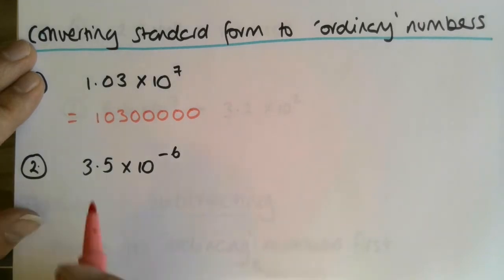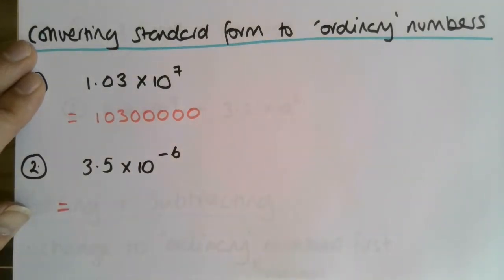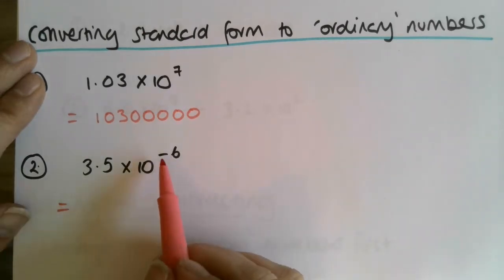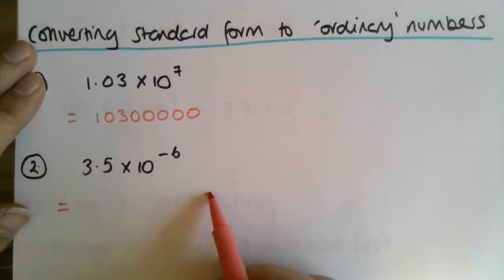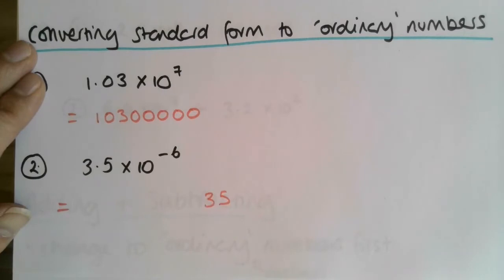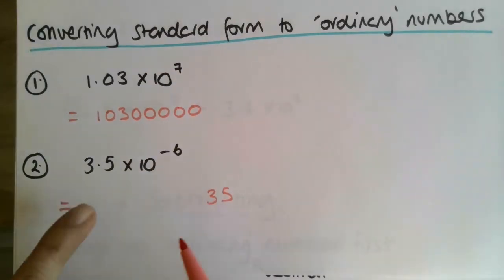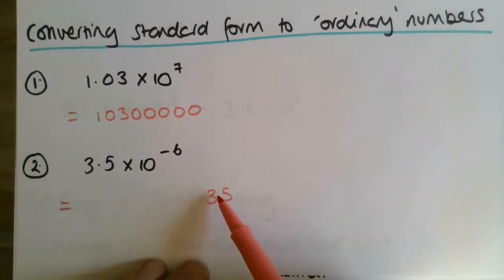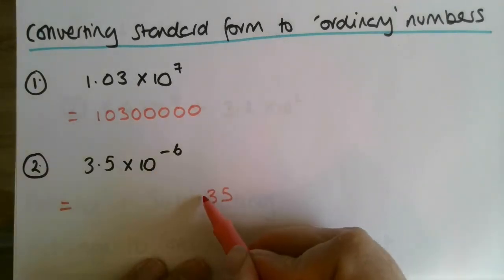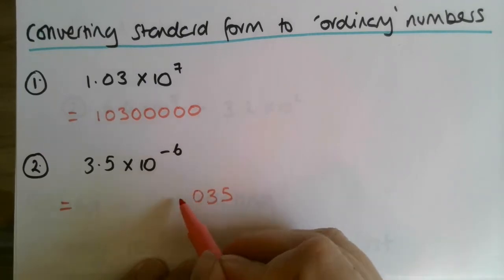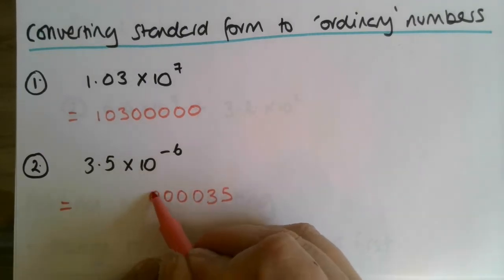The next one, 3.5 times 10 to the minus 6. I'll have my first little thought, right? This is a small number, so these digits are going to be over here somewhere, and I just leave a big gap. So my 3.5, I have to move my decimal point 6 places. So if I was putting it here, that would be 1, 2, 3, 4, 5, 6.